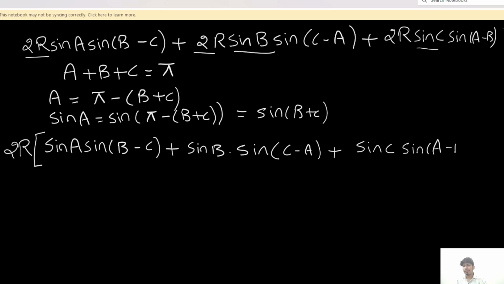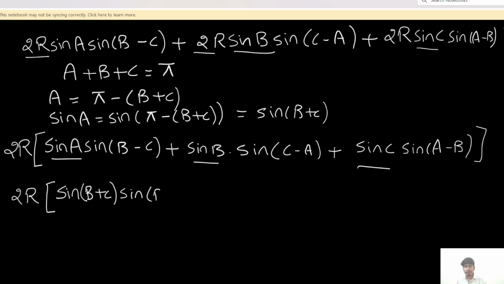Okay students, yeah, then put these values. Sin A is equal to sin(B plus C), sin B is equal to sin(A plus C), and sin C is equal to sin(A plus B). Here, here, here, and here also. Then what we get? 2R into, what is the value of sin A? Sin A is sin(B plus C) into sin(B minus C). Okay, sin(B minus C) is this one.